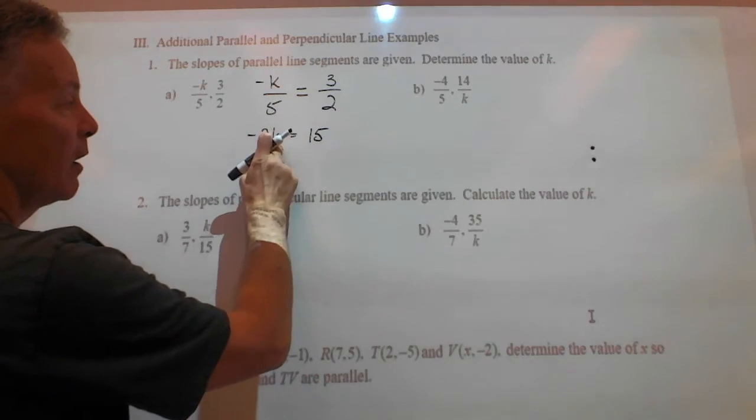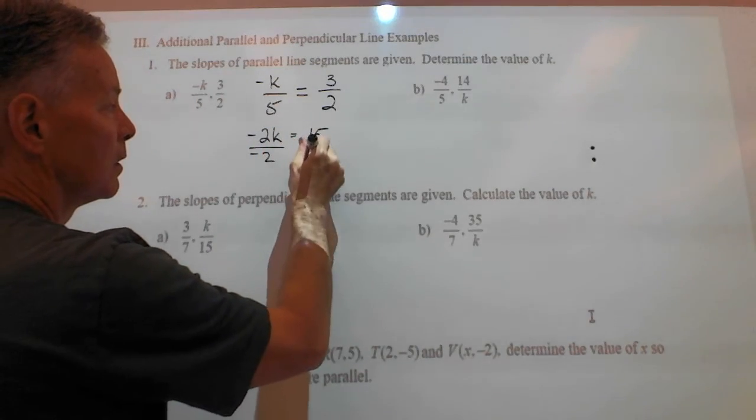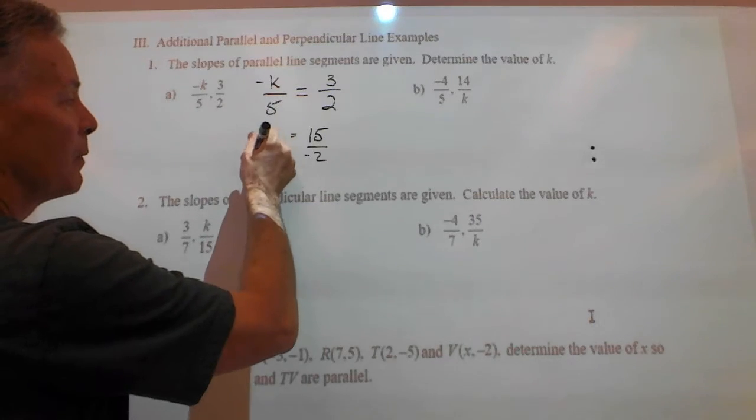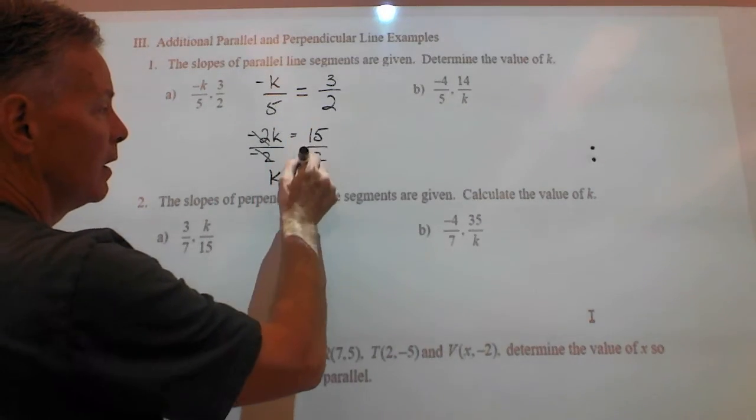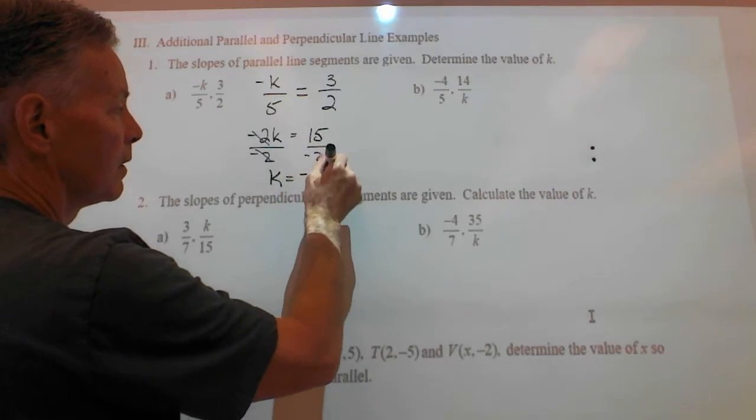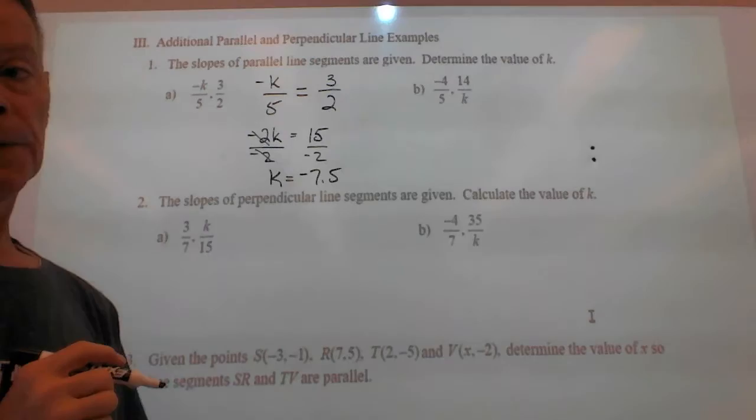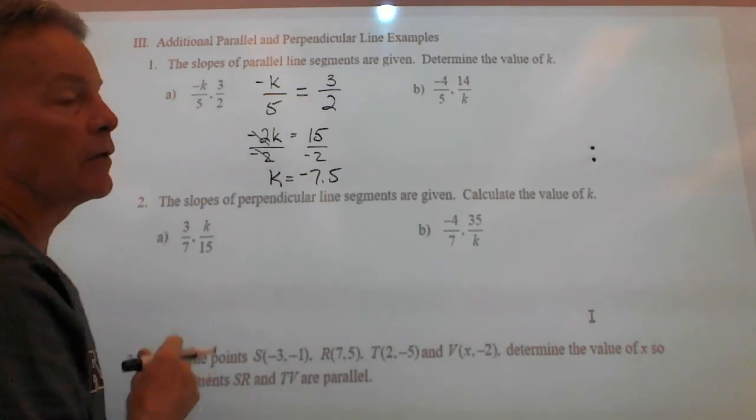We want to get k all alone. That means we have to get rid of the negative 2. So we divide by negative 2. Negative 2 divided by negative 2 gives us 1. We're left with k on the left side and negative 7.5 on the right side. Okay? So our value for k is negative 7.5.